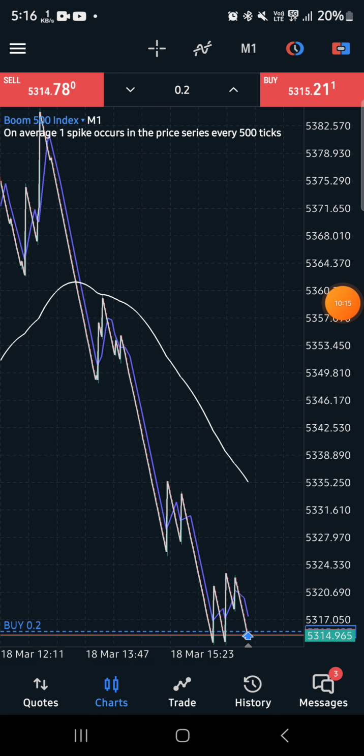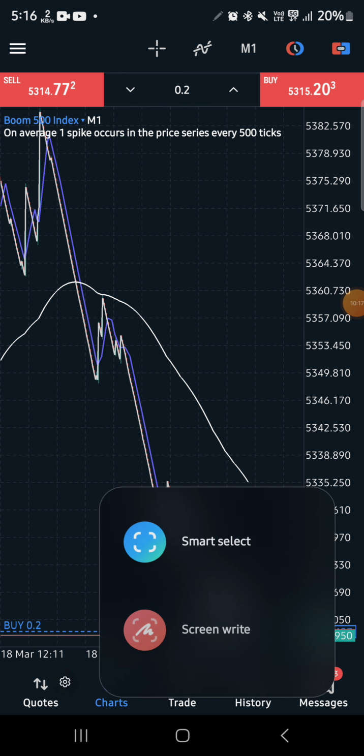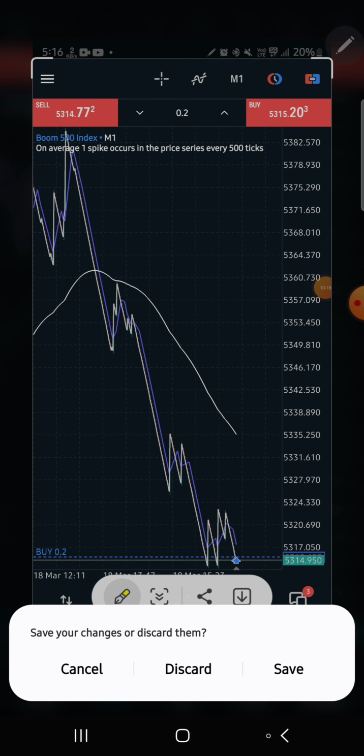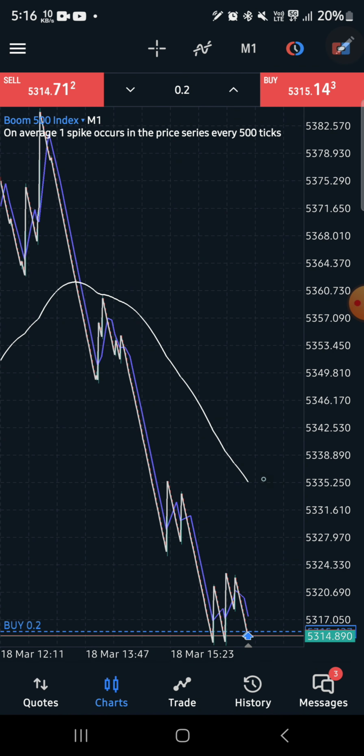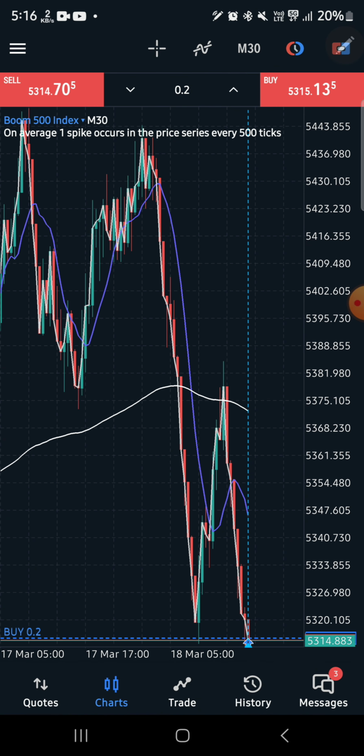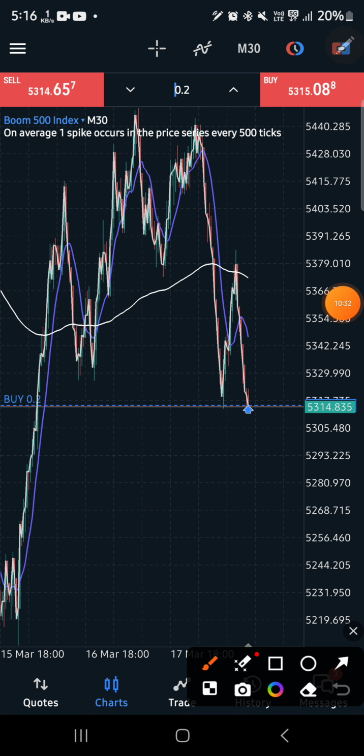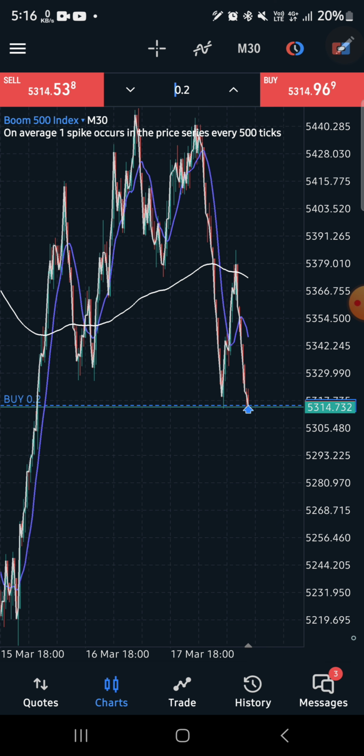And now for the Boom 500 index, if you check, I'm going to check the higher time frame now to show you exactly why I entered this particular position. So as you can see clearly, it's at the retest. I mean, just the fact that it tested that zone before and went up, I just want to take a quick opportunity and just stack. That's what the strategy is all about.